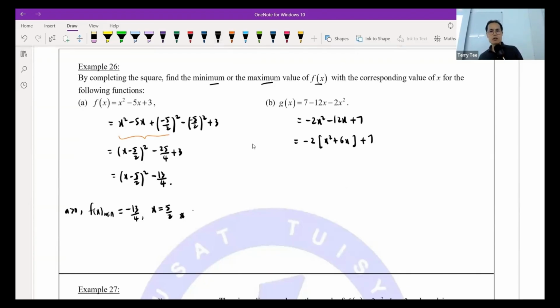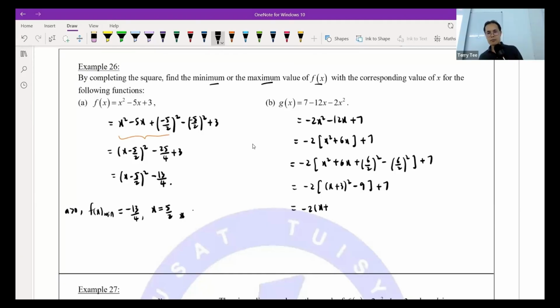So I'll just leave the 7 outside. Step 2, complete the square. Take half of 6, which is (6 over 2) squared minus (6 over 2) squared. Now, seriously, I don't want to write this. Yeah, I would write 3. Okay, so it's like making me look stupid, right? So this is (x plus 3) squared minus 9 plus 7. This is minus 2(x plus 3) squared plus 18 plus 7. Answer is negative 2(x plus 3) squared plus 25.